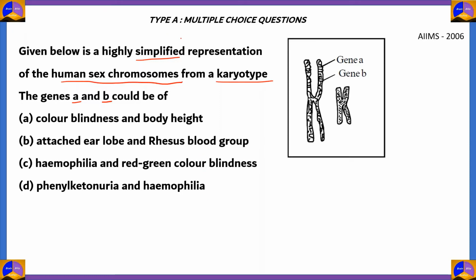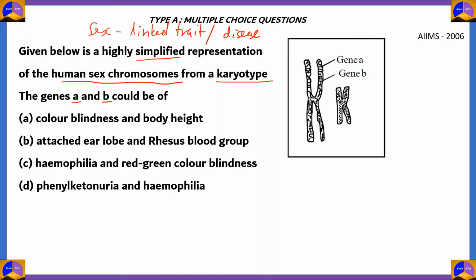So, to verify which of these is the right option, we must know that any gene which is present on the human sex chromosome is a sex-linked trait or disease. So among our options, we need to find the option which has both of the genes relating to a sex-linked trait or disease. So let's look at each of our options.